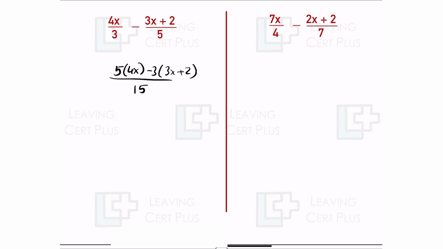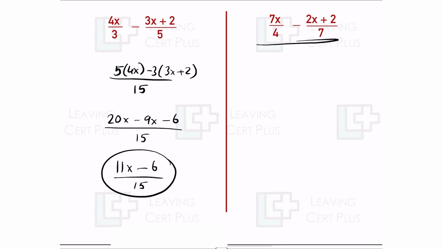So multiplying in that bracket then, it's going to be 20x, and then we've got minus 9x minus 6 all over 15, which can be simplified to 11x minus 6 all over 15. That's your answer. Similar question here. If you haven't already, pause the video and give it a go.